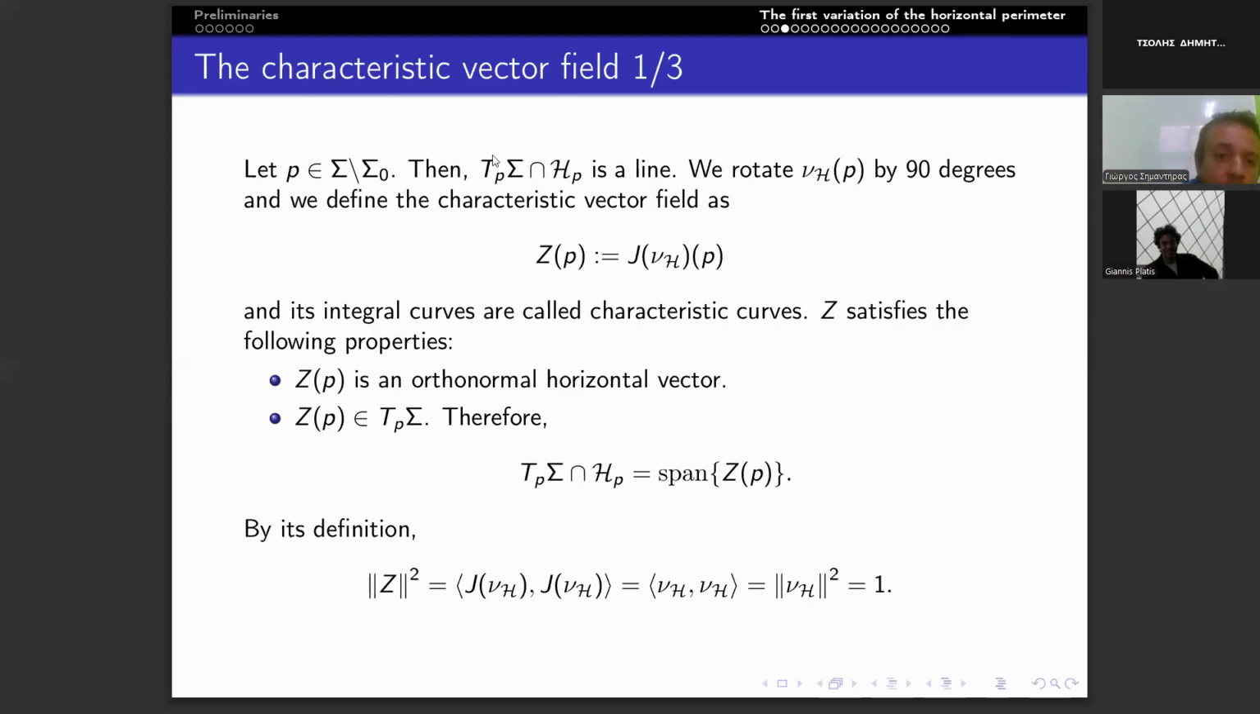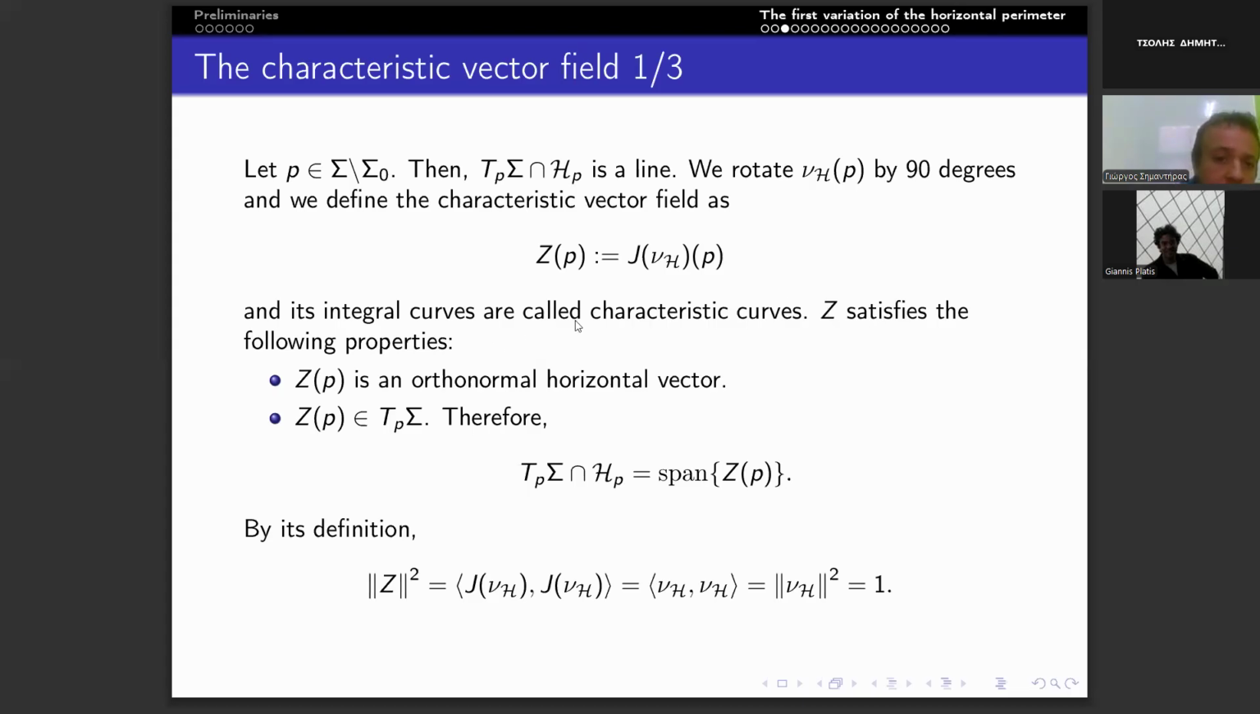Then, at a non-singular point, the intersection of the tangent plane with the horizontal subspace is practically a line. We will construct an orthonormal basis of the tangent plane at these points. We just rotate the horizontal normal unit vector at the non-singular point P by 90 degrees using the almost complex structure J. So we have this vector field, called the characteristic vector field, at these points, and its integral curves are called the characteristic curves.